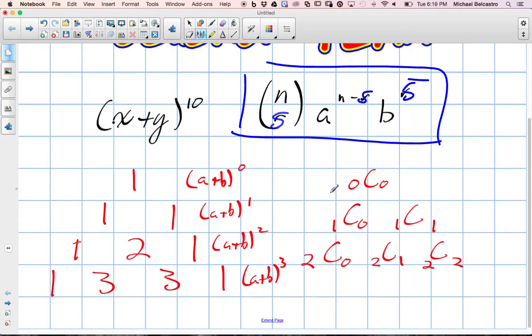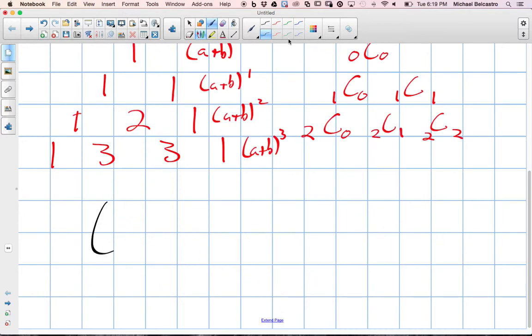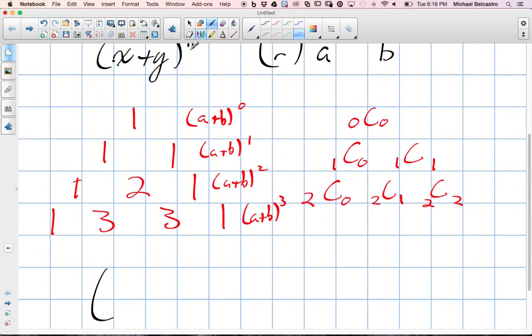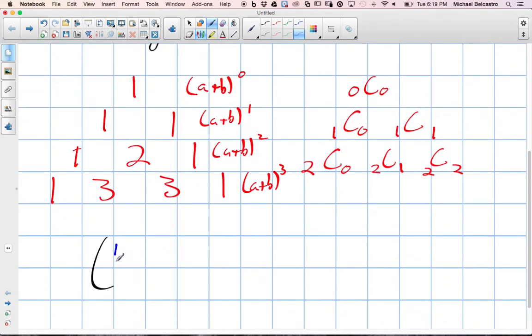So I'll show you. We'll build a formula, and we'll pick a couple of them from this row and see how we can find those general terms. So let's build a formula first. Our a value is going to be x, right? And we said n was 10, so we should color code it. N is going to be our exponent, so that's the number 10. We don't know what we're solving for yet, so we're going to leave that open. We're going to call that r.